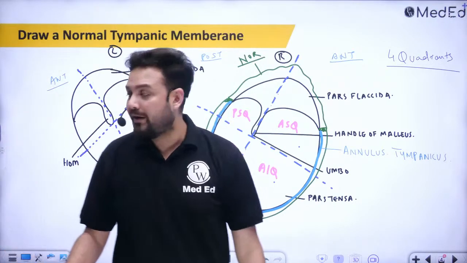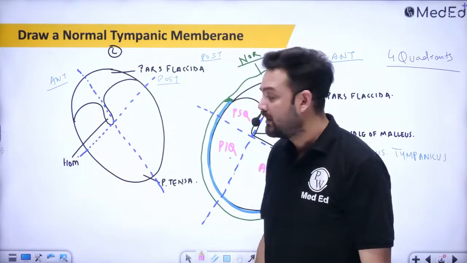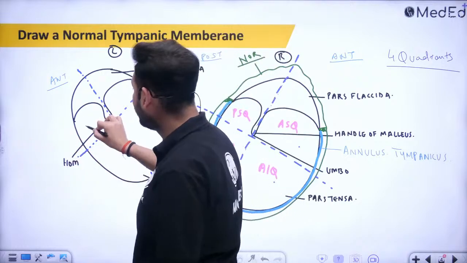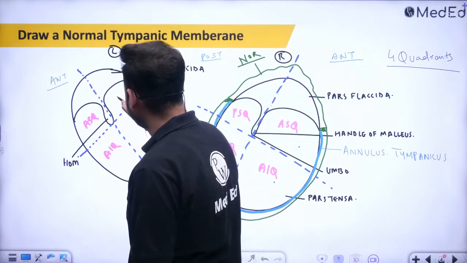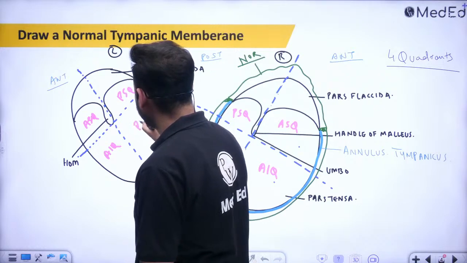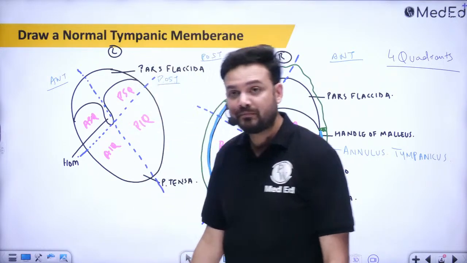Okay? Same way, इधर भी 4 quadrant हो गए. This side is anterior, so I will say this is my antero-superior quadrant. This is my antero-inferior quadrant. This is my posterior-superior quadrant. This is my posterior-inferior quadrant.